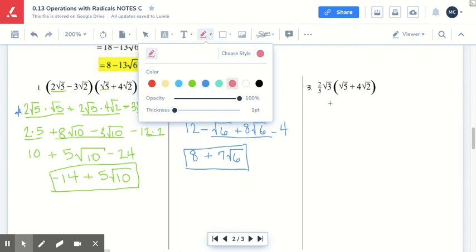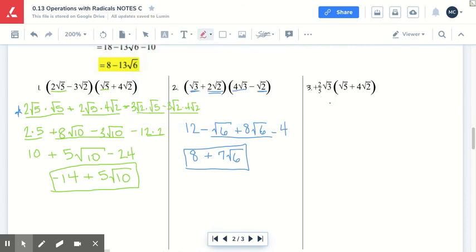Going on to the third one. Okay, this time I've just got a single radical expression that I'm going to be multiplying by a binomial radical expression here. So this is just distributing, just like before. That was supposed to be an arrow. There. Okay, so I'm going to multiply this times root 5, and then I'm going to multiply this times 4 root 2.